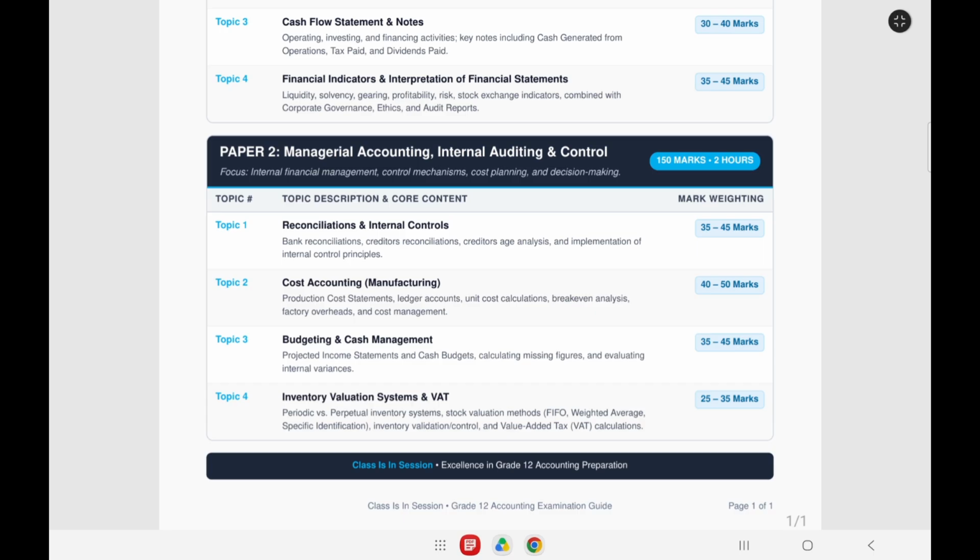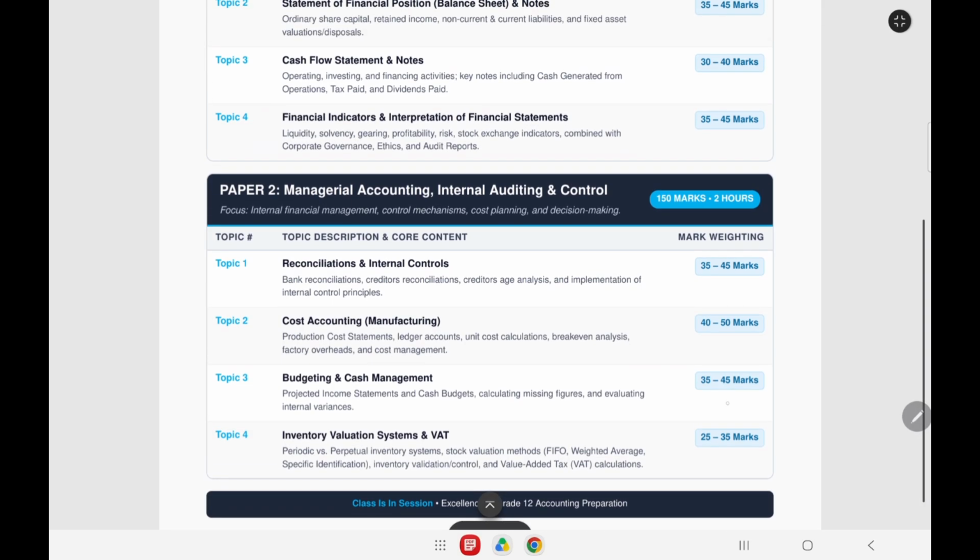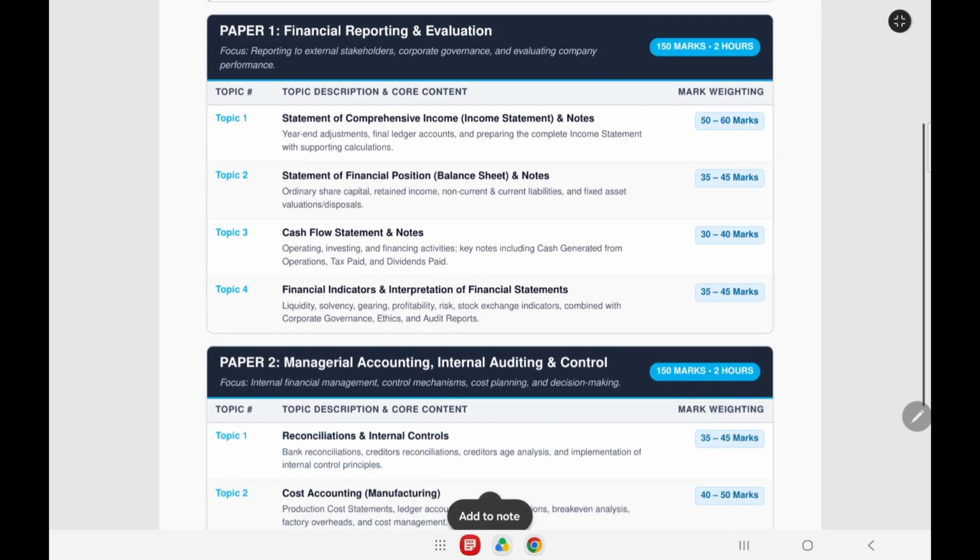Here you have the periodic versus perpetual inventory systems, stock valuations such as FIFO, weighted average, and specific identification, inventory valuation methods, as well as inventory control and VAT calculations. This is paper 2, and we also have paper 1.